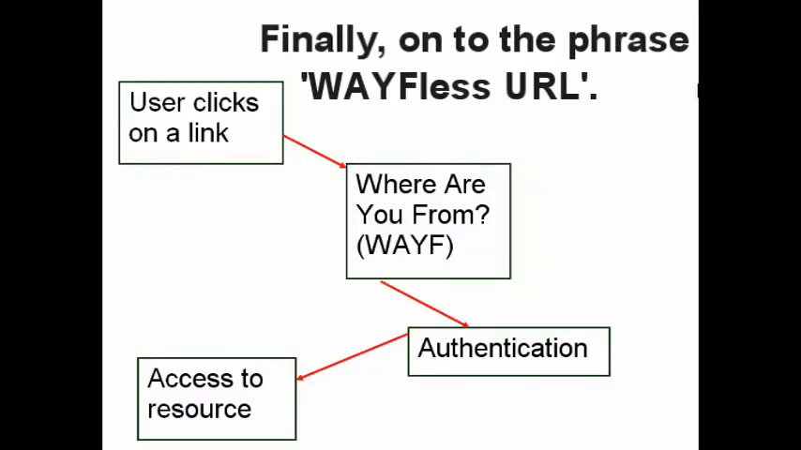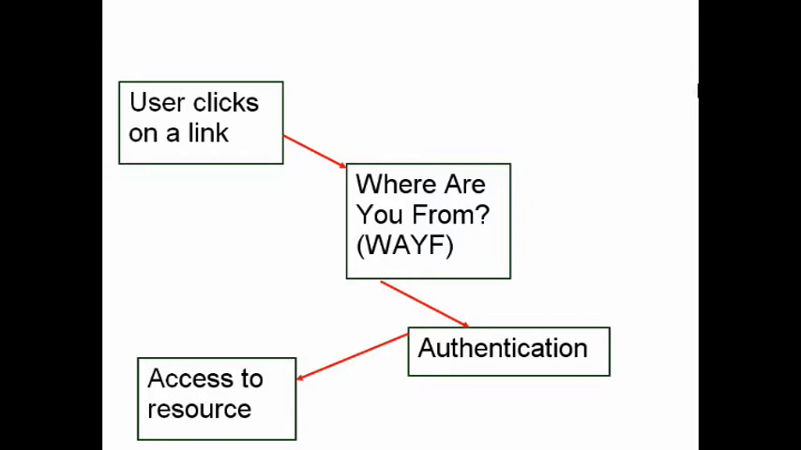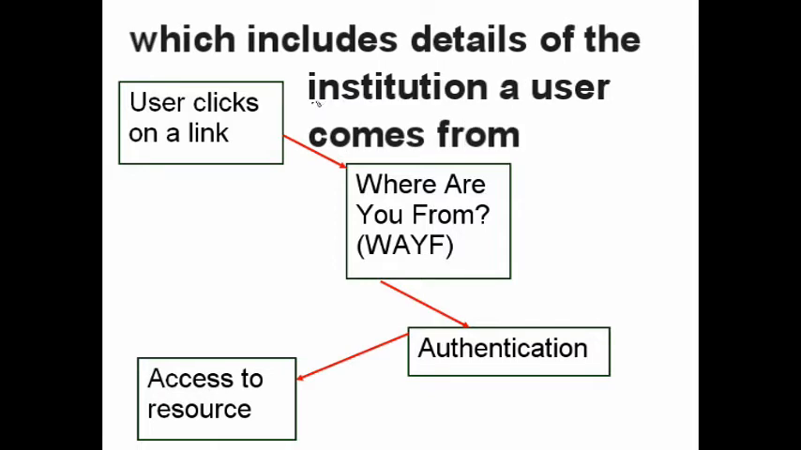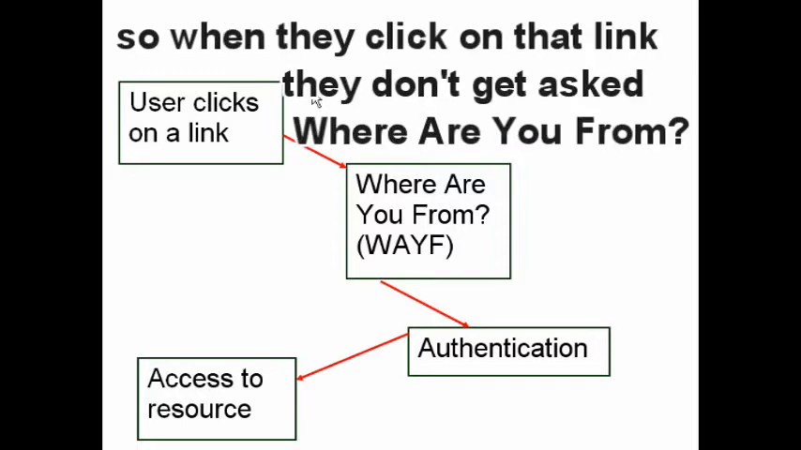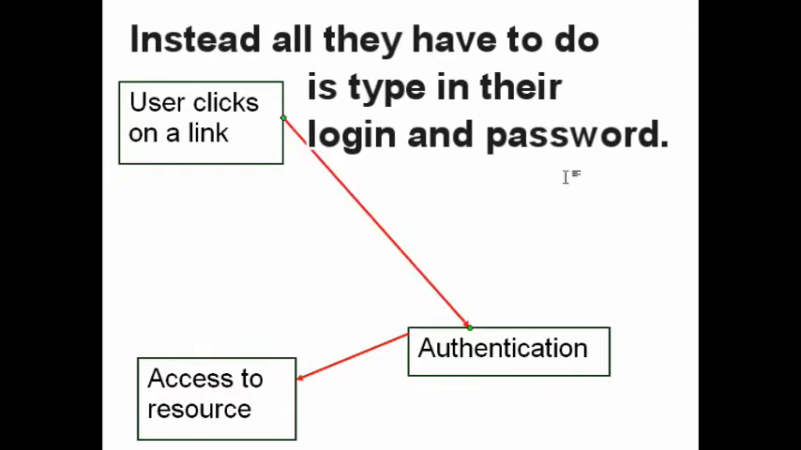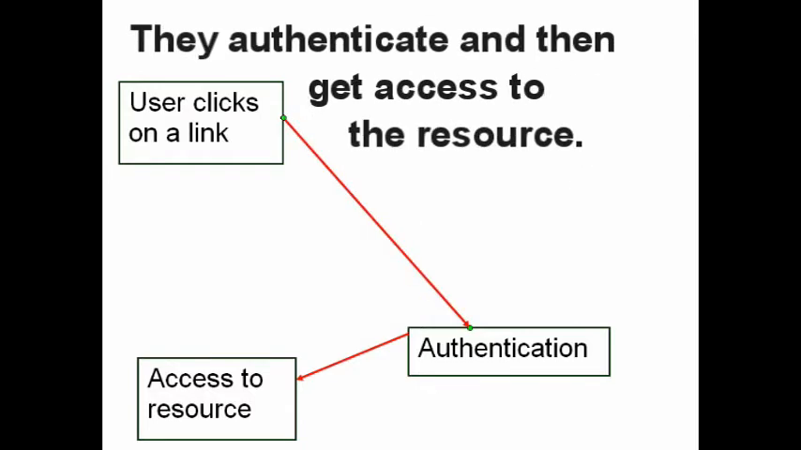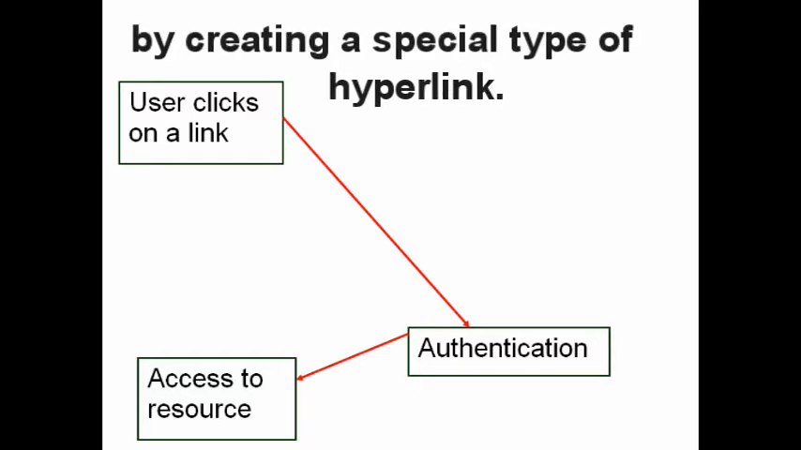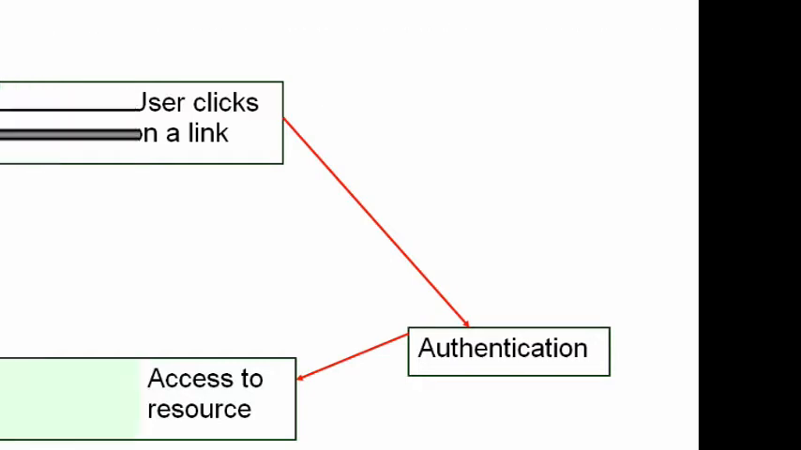So finally, onto the phrase WAYFless URL. All this means is that it's a specially constructed hyperlink which includes details of what institution a user is from. So when they click on that link, they don't get asked where are you from. That step disappears completely. Instead, all they have to do is then type in their login and password, they authenticate, and then they get access to the resource. So it's a way of simplifying things for the end user by creating a special type of hyperlink.